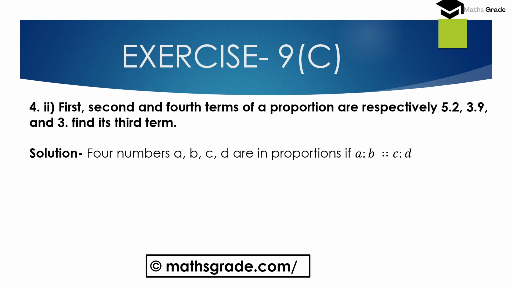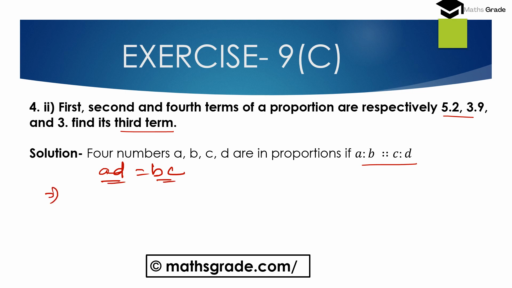Now question number 4 second bit. First, second and fourth terms of a proportion are respectively 5.2, 3.9 and 3. Find its third term. Here first, second and fourth terms are given and we have to find the third term. Four numbers A, B, C, D are in proportion. We can write A is to B is proportional to C is to D. That is AD is equal to BC. Product of extremes is equal to product of means.